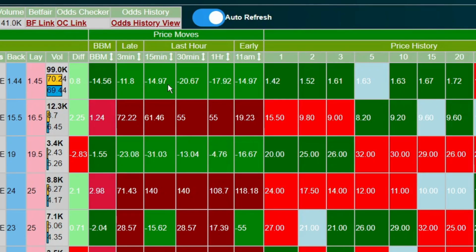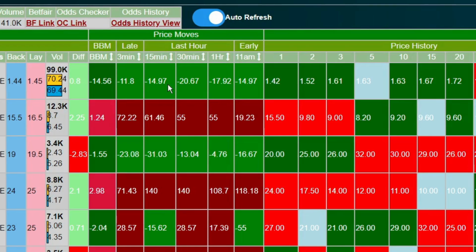At this point my microphone failed, but what I've done is, in post-production, I've gone forward on this race to when we have the complete data, which is about a minute before the off, and the alert, if relevant, would have been sent out. So let's talk about price history and the price moves column. As we know, the price history gives you the odds progressively from 11 a.m. right through to 1 minute before the off.